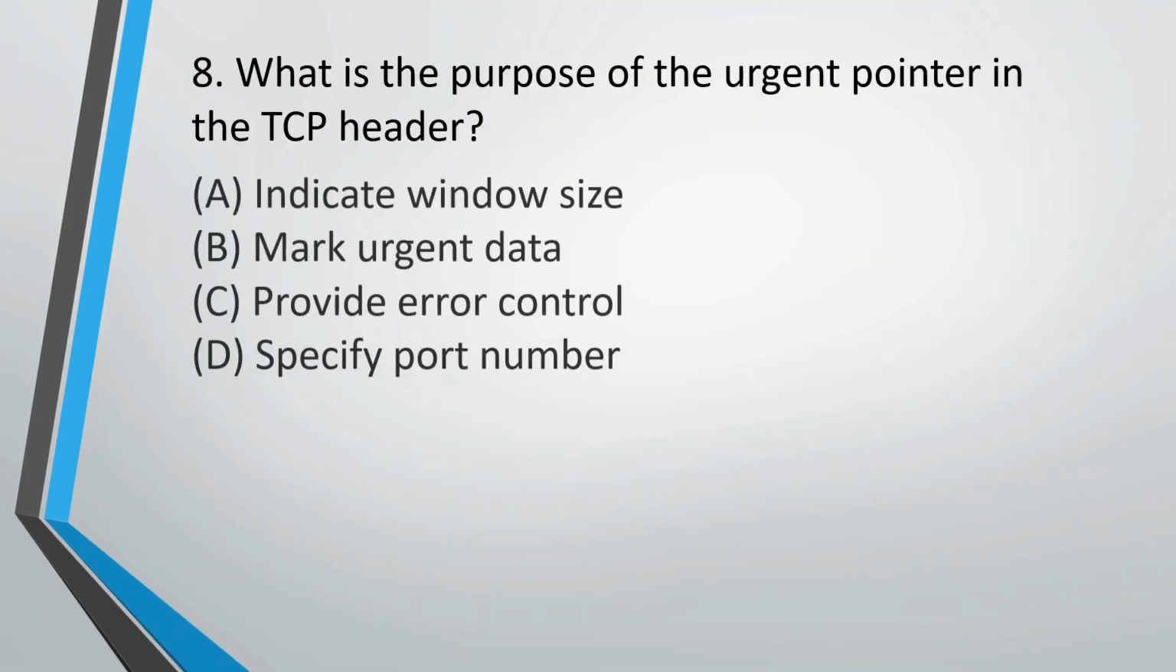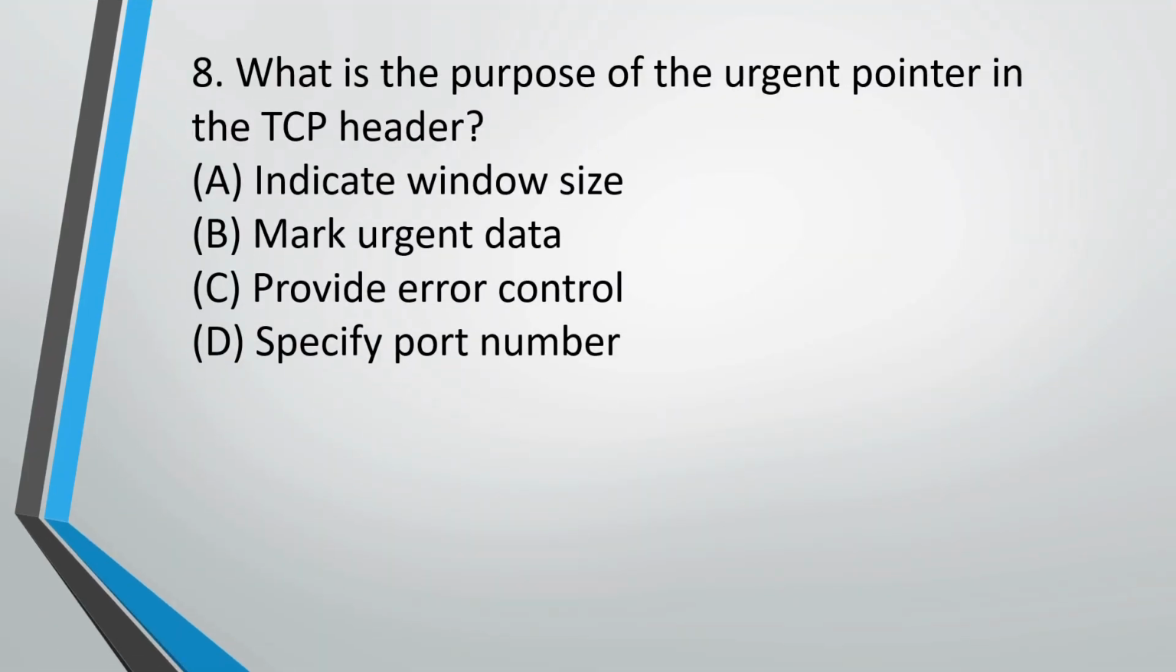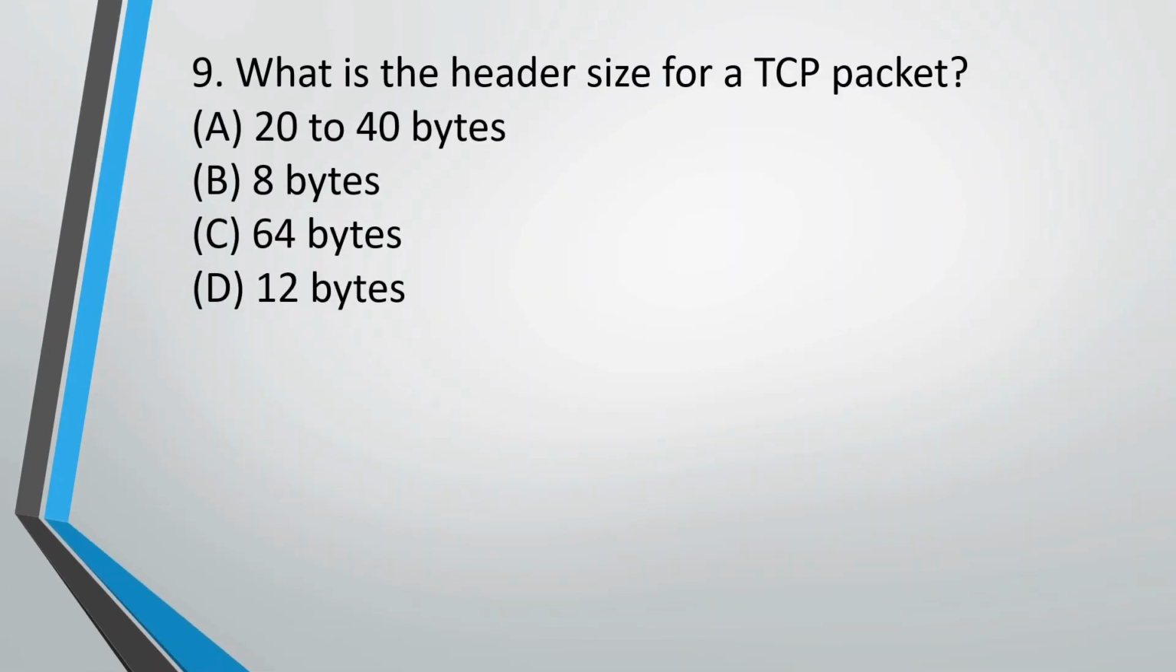And the next question is: what is the purpose of the urgent pointer in the TCP header? And the options are indicate window size, mark urgent data, provide error control, specify port number. The correct option is mark urgent data. And the next question is: what is the header size of the TCP packet? And the options are 20 to 40 bytes, 8 bytes, 64 bytes, and 12 bytes. And the correct option is 20 to 40 bytes.